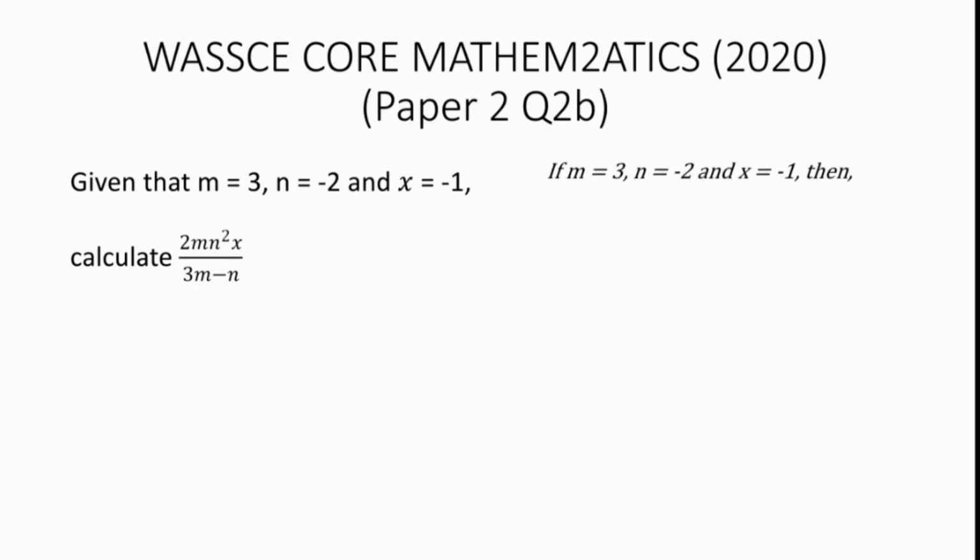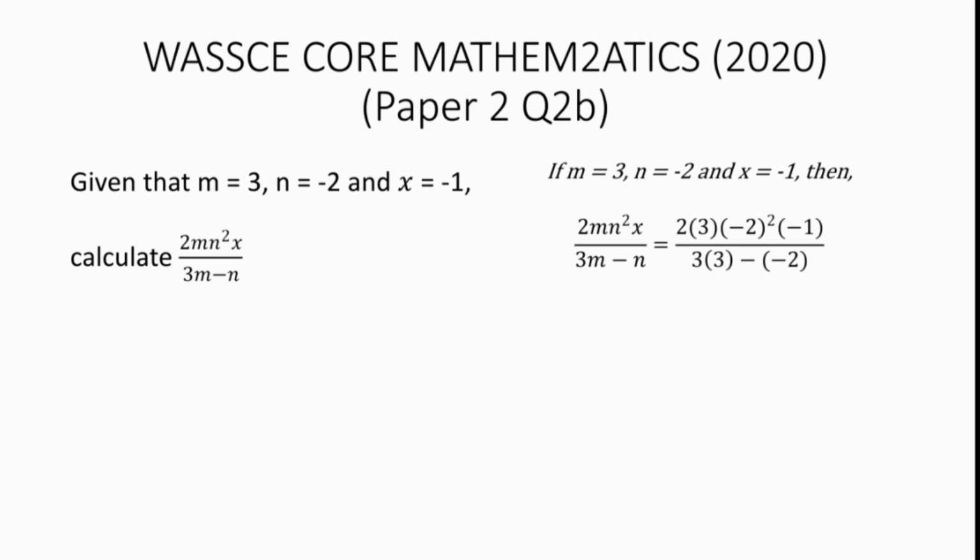If m equals 3, n equals minus 2, and x equals minus 1, then 2mn squared x all over 3m minus n is equal to 2 multiplying m, which is 3, multiplying n, which is minus 2 squared, multiplying x, which is minus 1, all over 3 multiplying m, which is 3, minus n, which is minus 2.